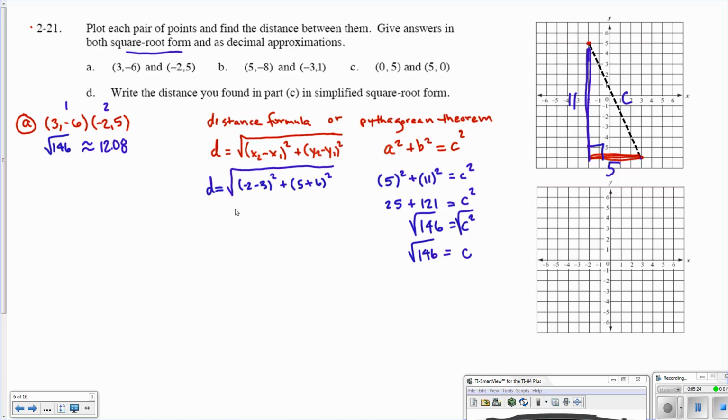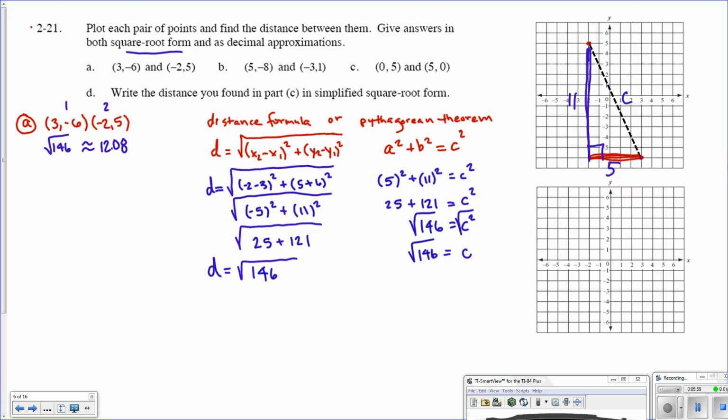-2 minus 3 is going to end up being -5 squared, plus 5 plus 6 is 11, so we have 11 squared. So we're really looking at 25 plus 121, which is what you saw over here. Except it's all under the radical already, so we get the square root of 146. So you see this gets us the exact same answer using the distance formula versus the Pythagorean theorem.